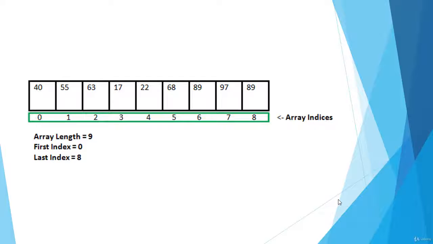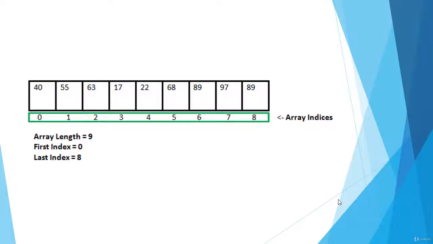Now you can see in the diagram, first of all, the blocks in which different numbers are stored, for example 40, 55, 63. This is the data that we want to store in the array. In the green box, you can see 0, 1, 2, 3, 4, 5, 6, 7, 8. These are the indexes of each block. In Java, the index always starts from 0, then 1, 2, and so on. You can say that this is the address of each block. 0 is the address of the first block, 1 is the address of the second block, and so on.